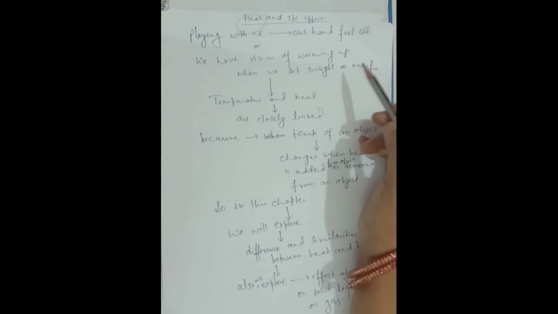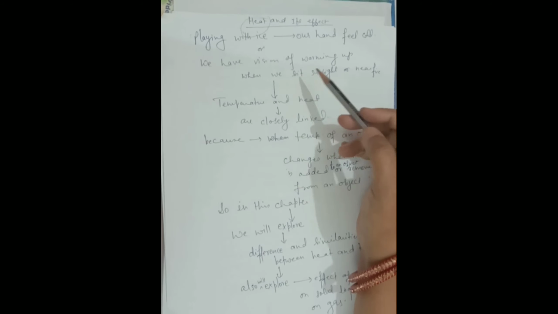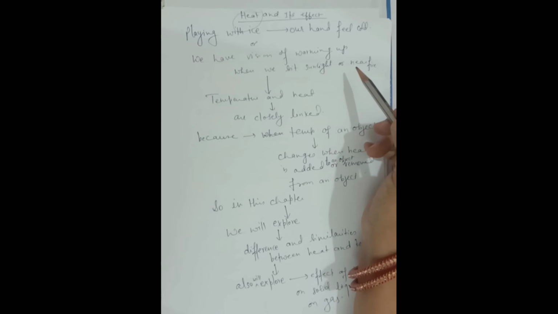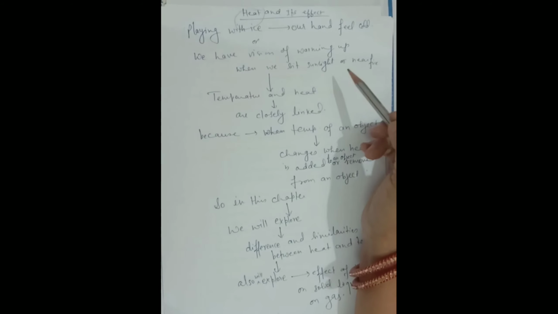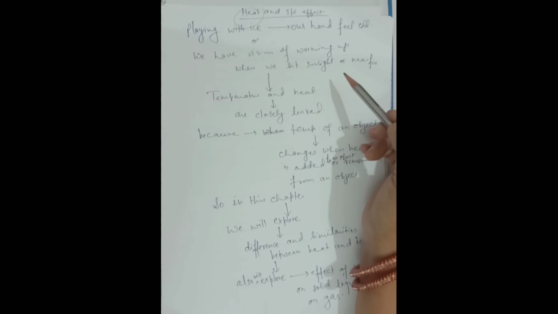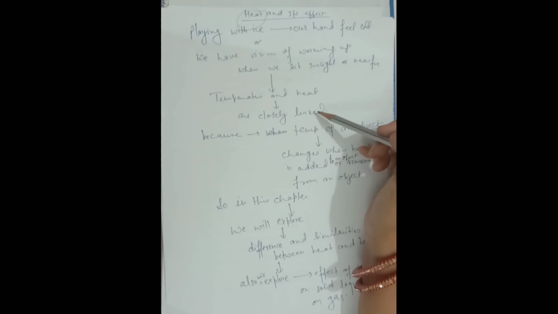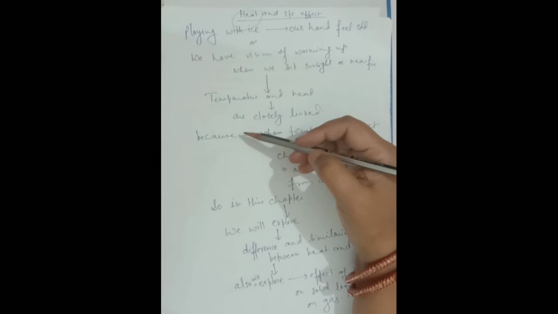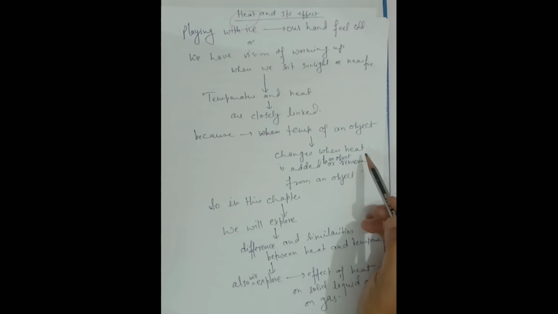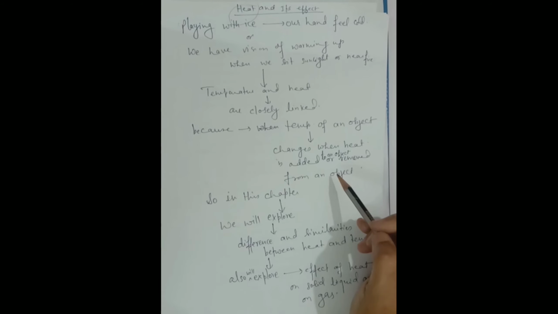So why does this happen? Why are we experiencing different things? When we are playing with ice our hand feels cold. When we are sitting in the sunlight or near the fire we feel warm. So why are there these differences? Temperature and heat are closely linked, because the temperature of an object changes when heat is added to it or removed.